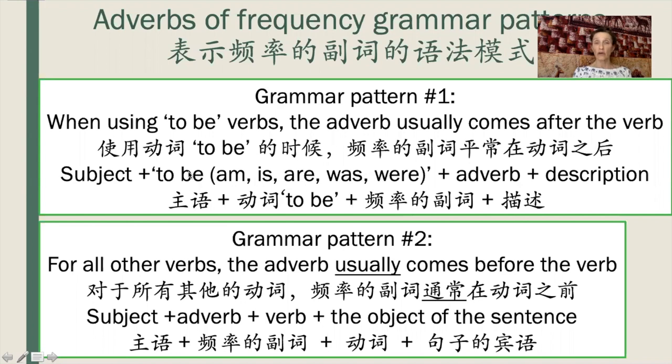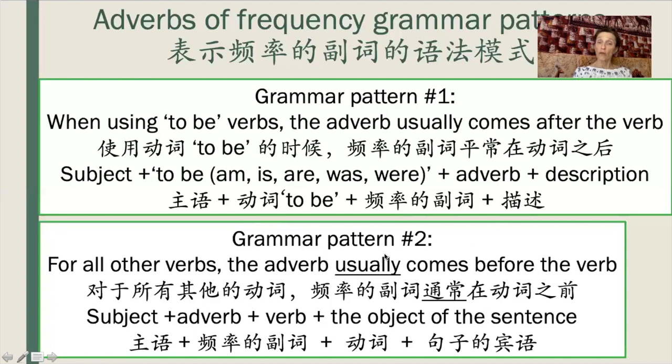Okay, so any of these to be verbs, you put the subject first. The 主语 goes first, then the verb, then the adverb, and then the description. Because if you're using a to-be verb, most of the sentence is talking about the person, the subject. That's how the to-be verbs work. I am hungry. I am tired. I am beautiful. Okay, so I was sleepy. So when you're using these verbs, this is the pattern: subject, verb, adverb, and the description. 主语, and then the 动词 to be, and then the adverb, the 副词, and then the description, 描述.